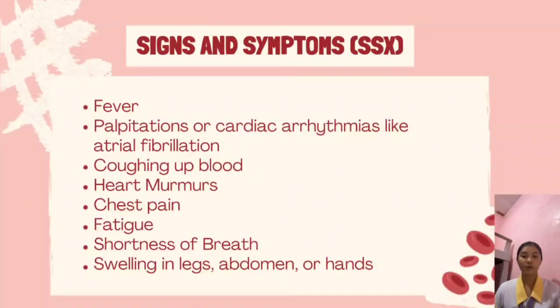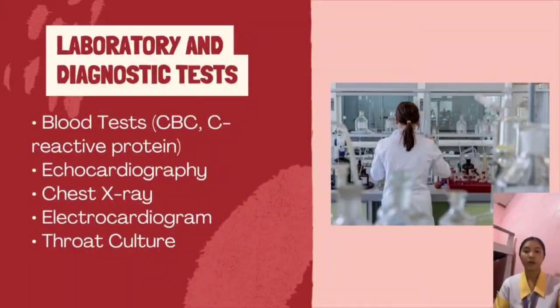So patients with rheumatic heart disease often present with the following symptoms. First is fever, and then palpitations or arrhythmias such as atrial fibrillation, and occasionally coughing up blood. Another one is heart murmurs, chest pain, shortness of breath and fatigue, as well as swelling in the legs, abdomen, or hands.